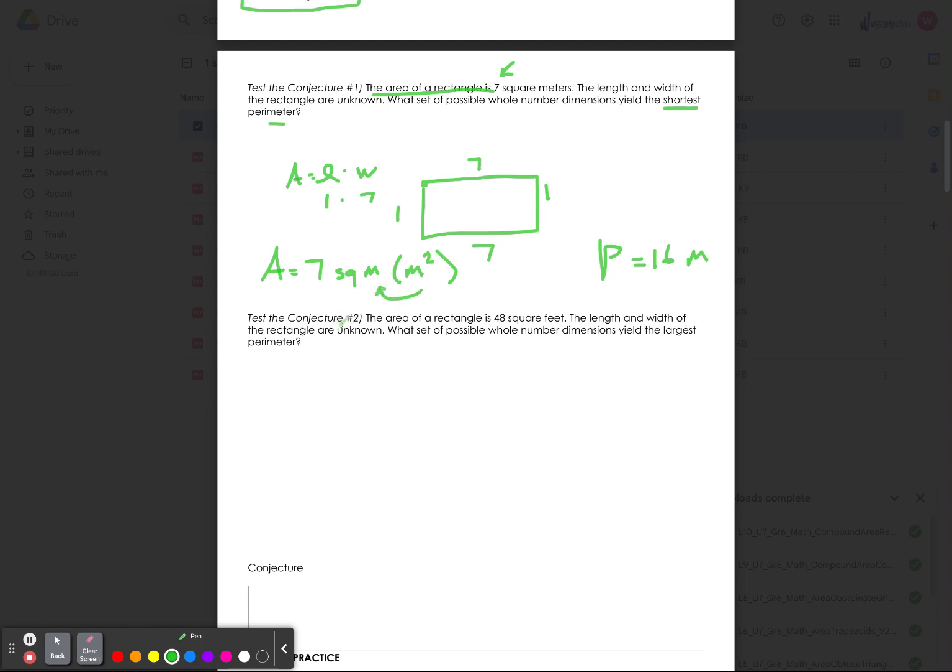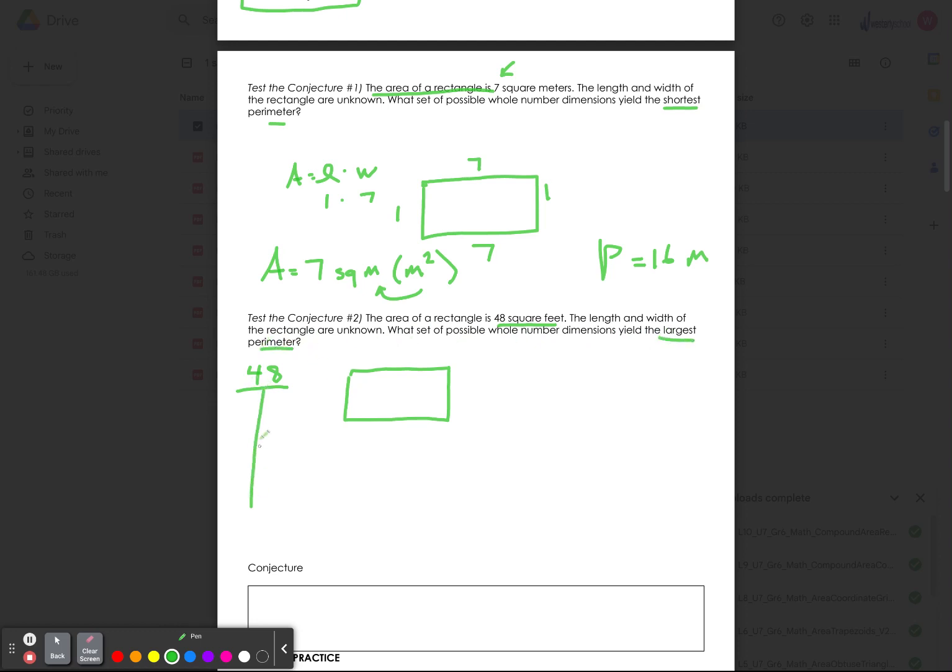What about test of conjecture number 2? Test of conjecture number 2 says the area of a rectangle is 48 square meters. So 48. The length and the width of the rectangle are unknown. So let's go ahead and draw our rectangle. What set of possible whole number dimensions yield the largest perimeter?